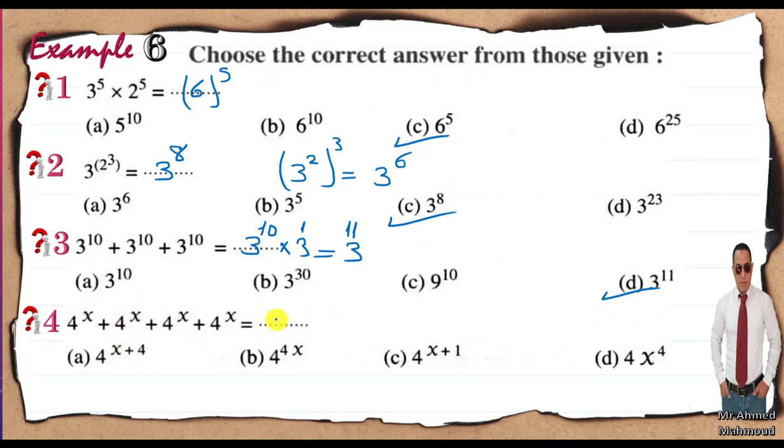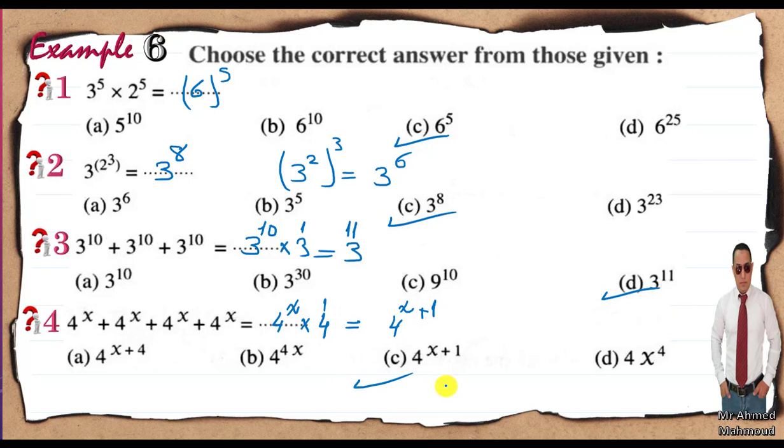4 to the power of x, this looks like number 3, but to the power of x. So it will be 4 to the power of x multiplied by 1, 2, 3, 4, 4 times 4. And this is 4 to the power of 1. So I'm going to write down 4 and x, write down x plus 1. This is number C.